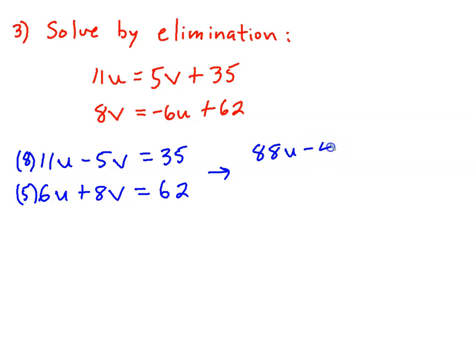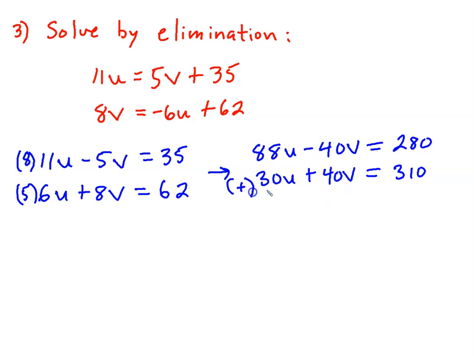88u minus 40v, and then we have to do 35 times 8, and that's 280. Now we're going to multiply by 5 on the bottom, so this is going to be 30u plus 40v, and 62 times 5 is 310. So we've set the v's up to cancel with addition. Just going to put a plus sign there to remind me. So we add all the like terms.